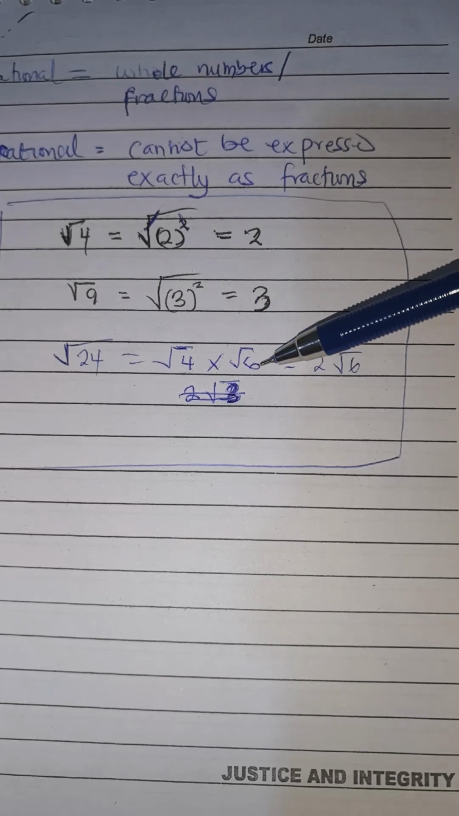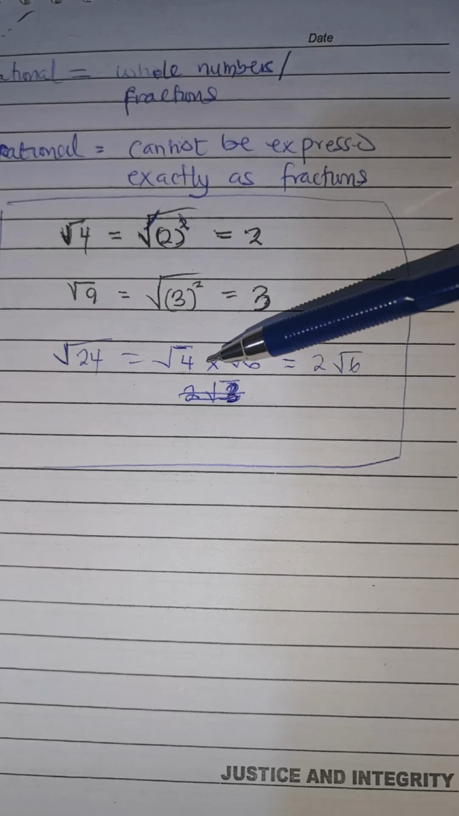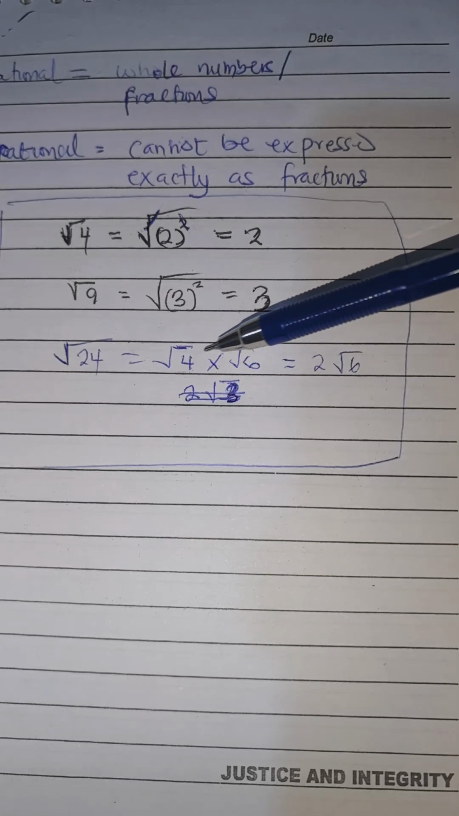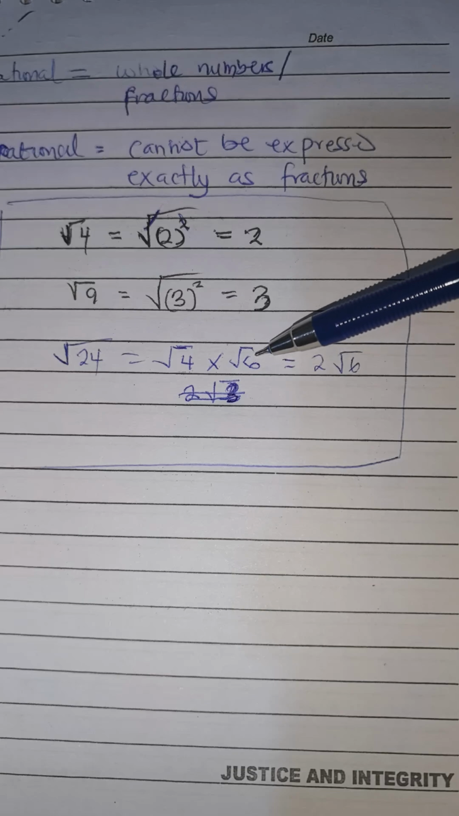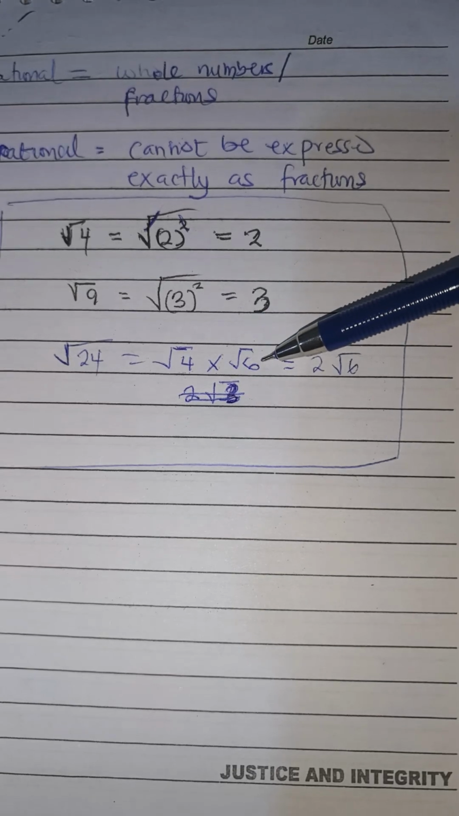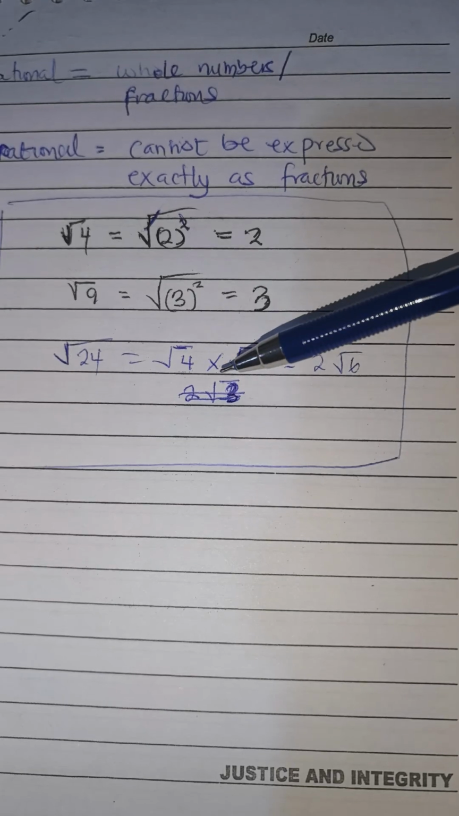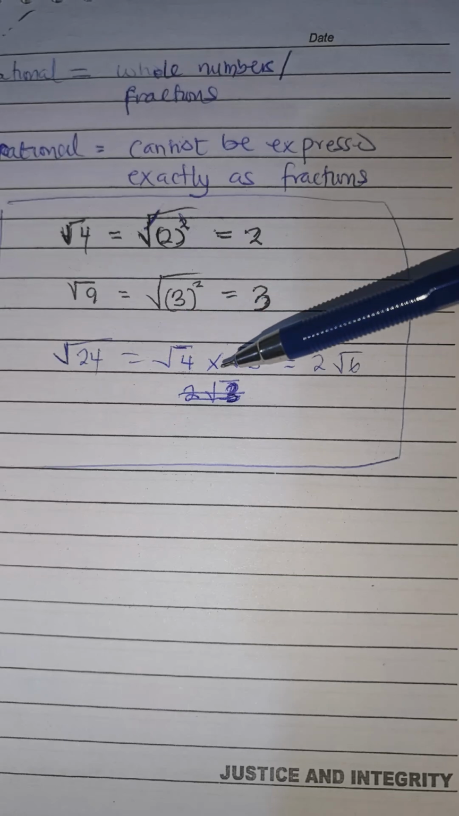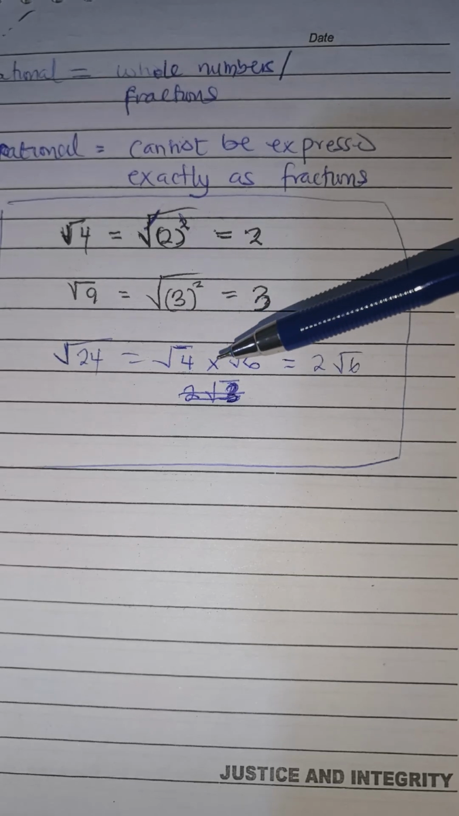If you look at 4 and 6, we can see that we have 4, which is the perfect square, and we have 6. So we have 4 and we have 6. This is the perfect square. So make sure one of the factors of that multiple is actually a perfect square.